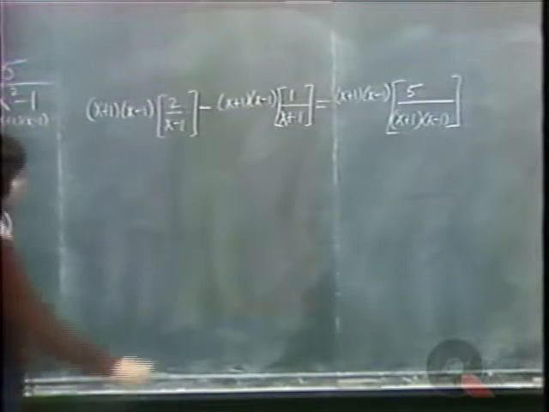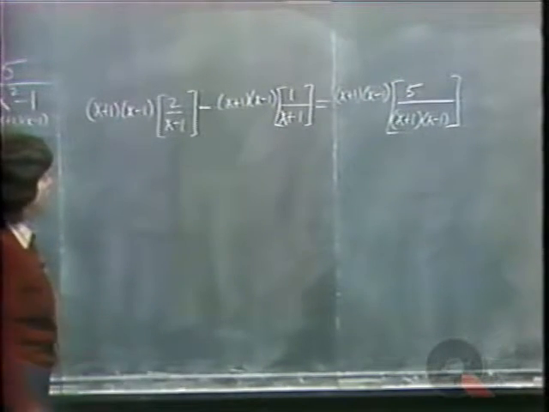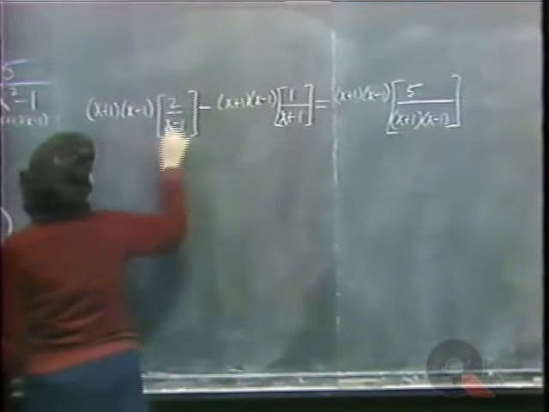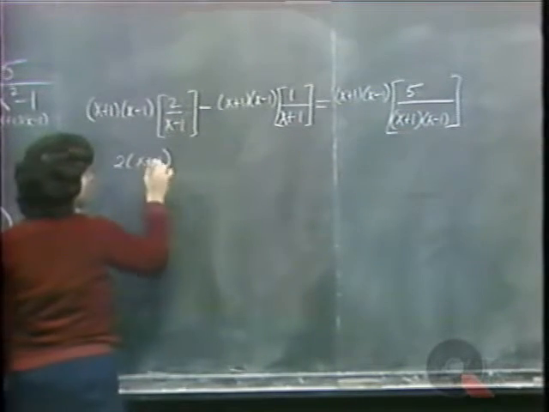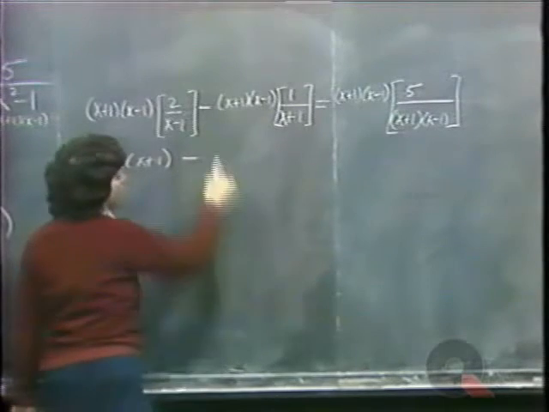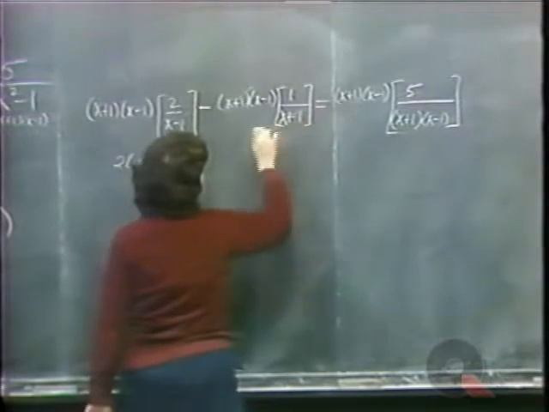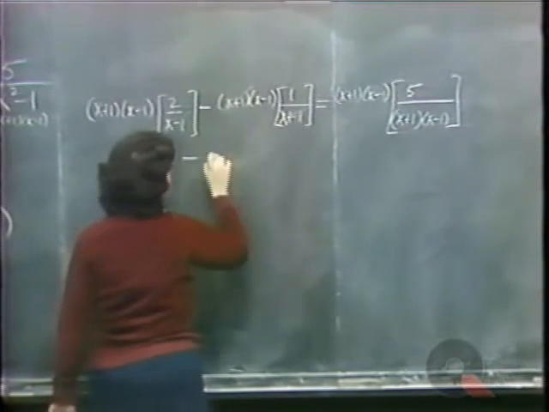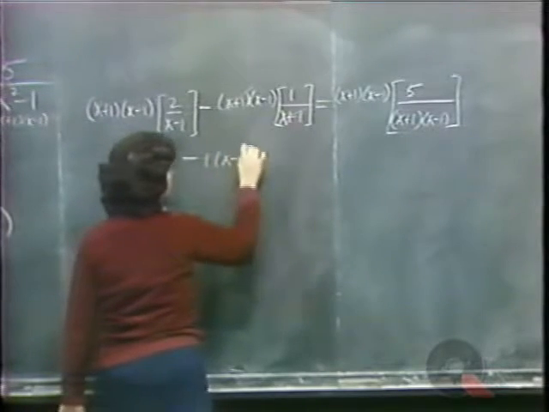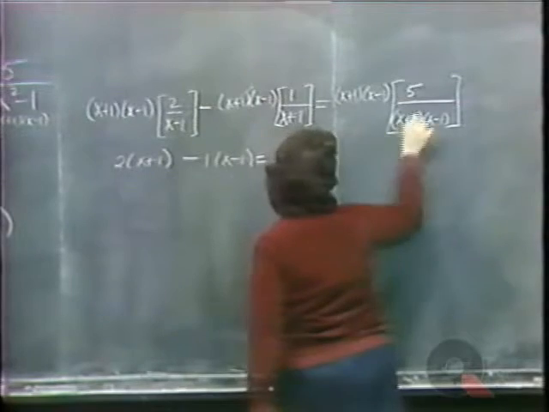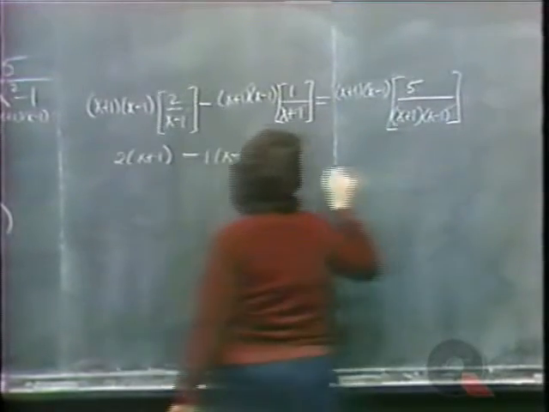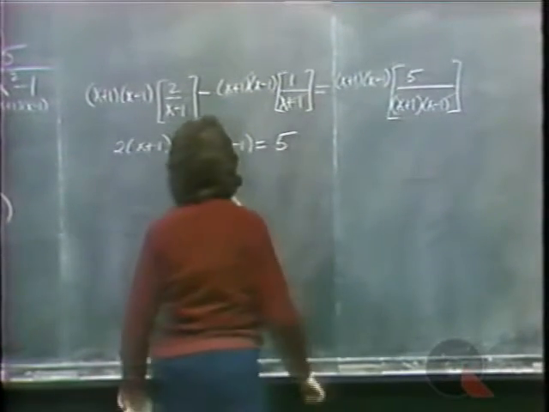Now, in the first term on the left here, the x minus 1's cancel, and we're left with 2 times x plus 1, minus, here the x plus 1's cancel, and we're left with minus 1 times x minus 1. Here, both the x plus 1 and the x minus 1 cancel, and we're simply left with 5 on the right.